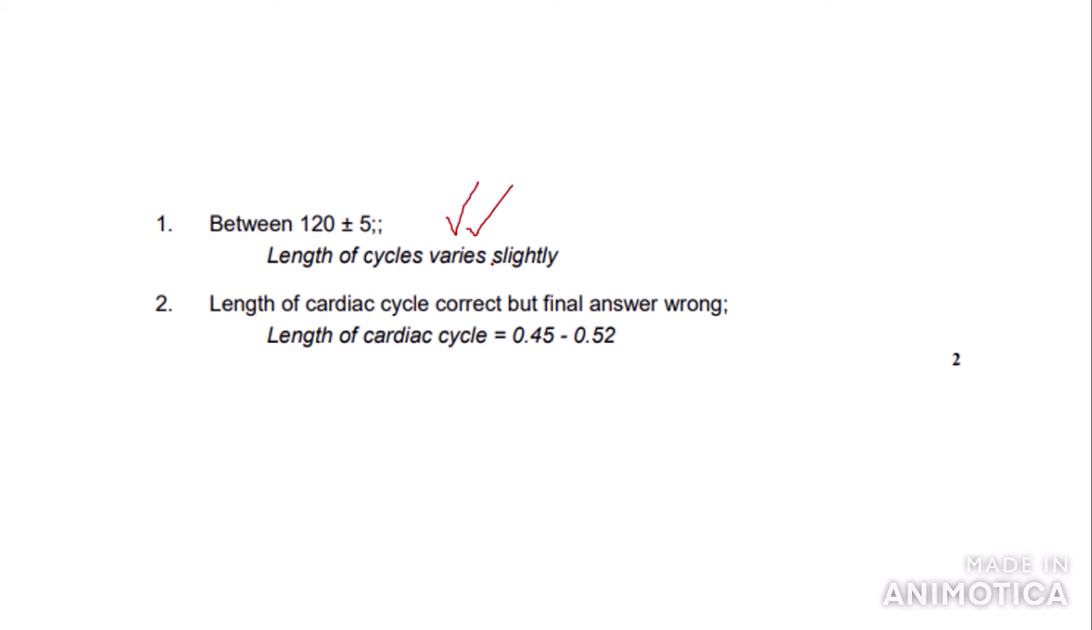So here it says below, the length of the cardiac cycle correct, but the final answer is wrong. So if you got the length of the cardiac cycle correct, which you might have calculated to be 0.5 to 0.52 seconds, if you want to be that specific, but you got the final answer wrong, you can still get a mark.